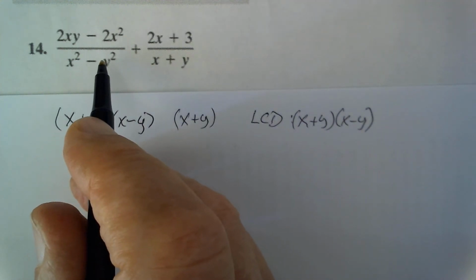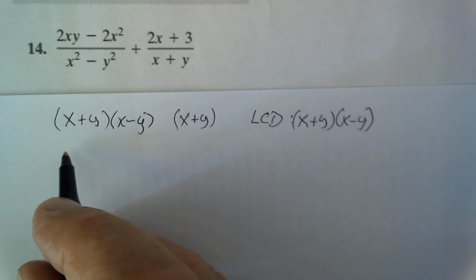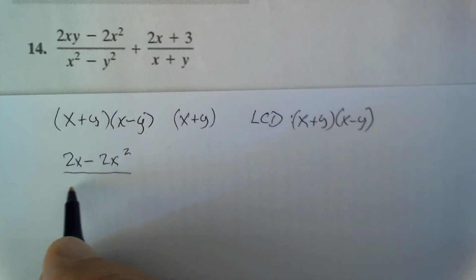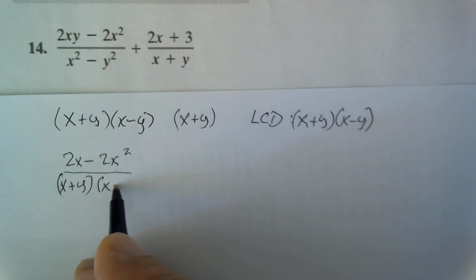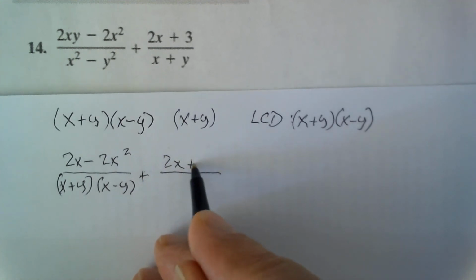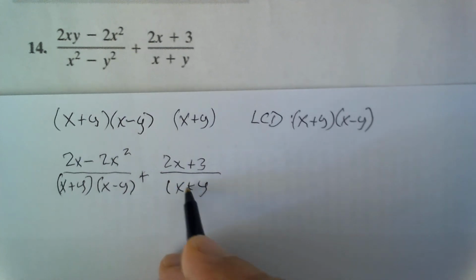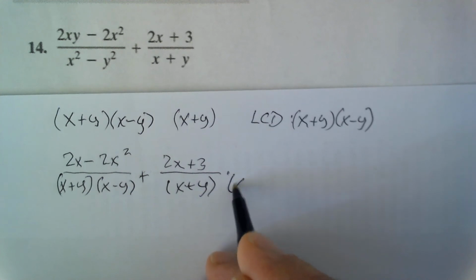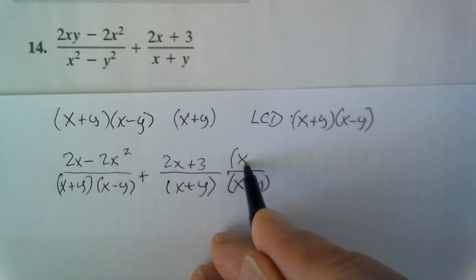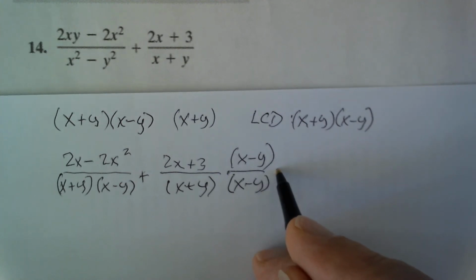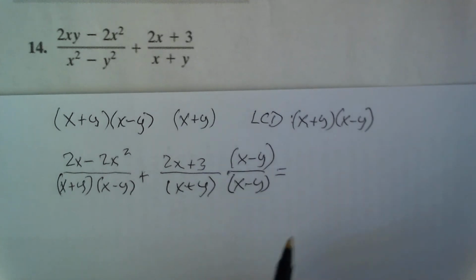So for the first expression, we already have that, obviously. So when we write the numerator, 2xy minus 2x squared divided by x squared minus y squared, or written with the LCD, x plus y times x minus y. And now we have the second expression, plus 2x plus 3 divided by x plus y. So when we compare the denominators, we notice the missing factor would be x minus y. So we divide by x minus y, and we multiply by x minus y. So again, this expression is equal to 1, so nothing has changed the expression itself. So now we can write everything on one fraction line.